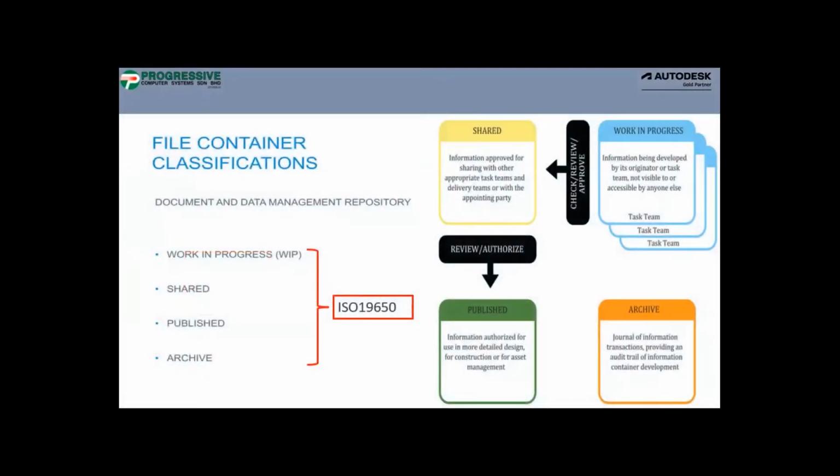Most companies nowadays are looking into digitalizing their document management workflow, and you also want to manage your documents based on ISO compliance. Thus we are proposing one of the amazing features available on BIM Collaborate Pro, which is file container classifications. On BIM Collaborate Pro you can set up your folders based on ISO 19650 for common data environment. You can set up your folders into four categories: WIP, work in progress, shared, published, and archive.